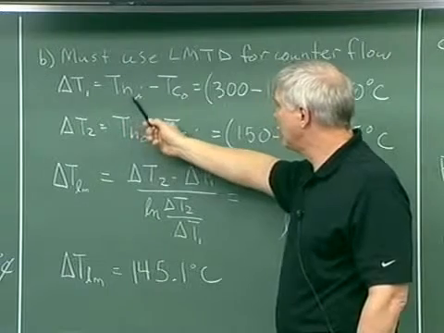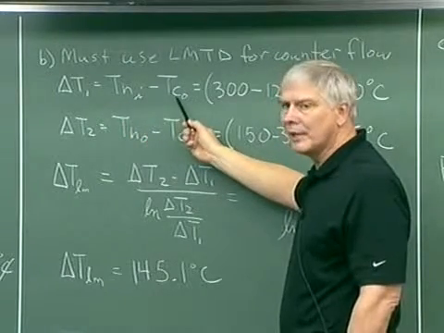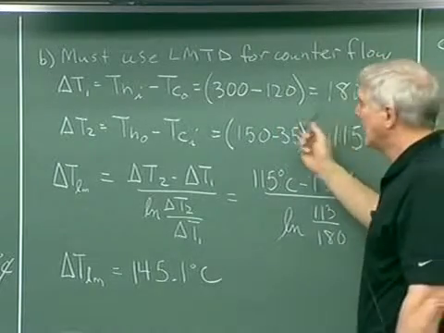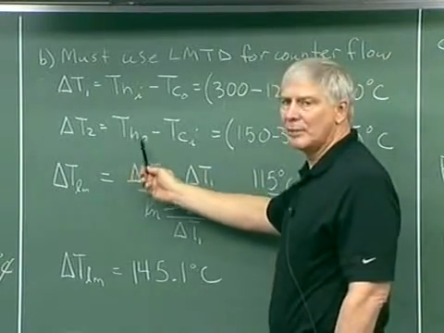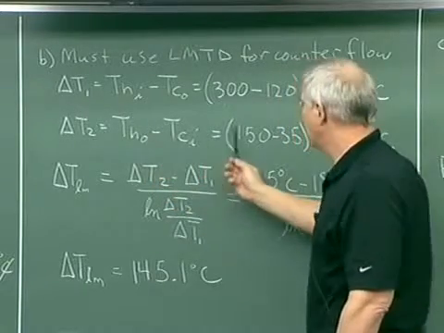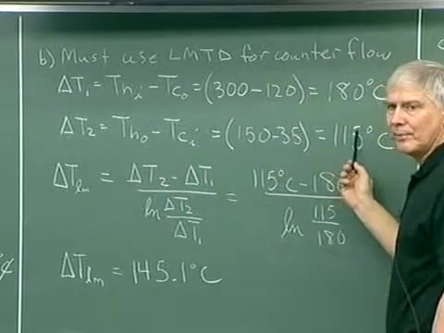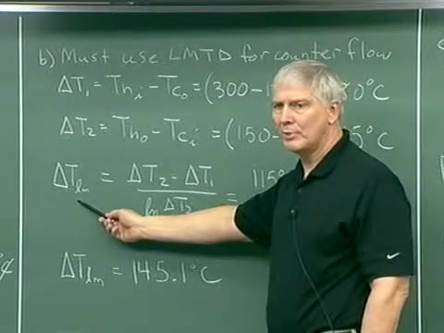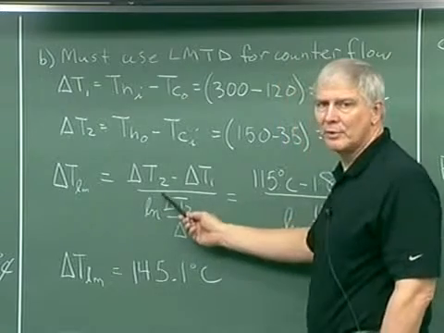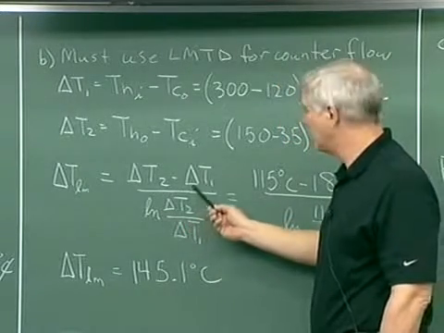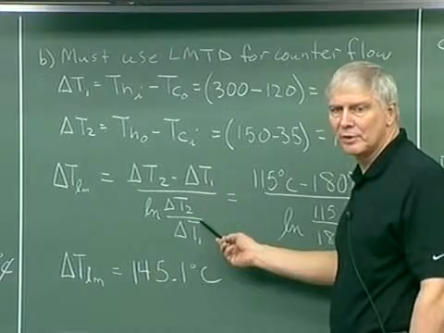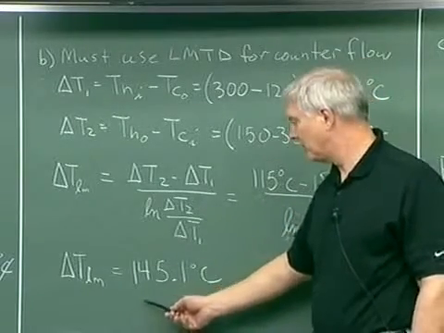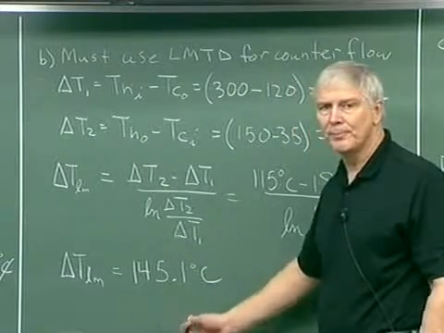Delta T1 would be T hot in minus T cold out, and we plug in the temperatures and we get 180 degrees C. Delta T2 would be T hot out minus T cold in, plug in the temperatures, and we get 115 degrees C. Then our delta T log mean, we can look that up in chapter 11, and we find that it's delta T2 minus delta T1 over the log of delta T2 over delta T1. Plug in the numbers, and we get that the log mean temperature difference is 145.1 degrees C.